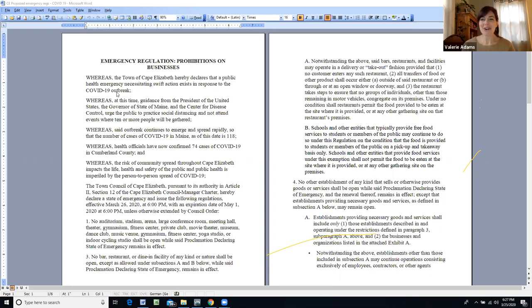I went back and forth. I initially started with it out. I looked at what Cumberland County was doing. I looked at what other states were doing. I saw that hotels were included as an essential business in many other places and left them in.